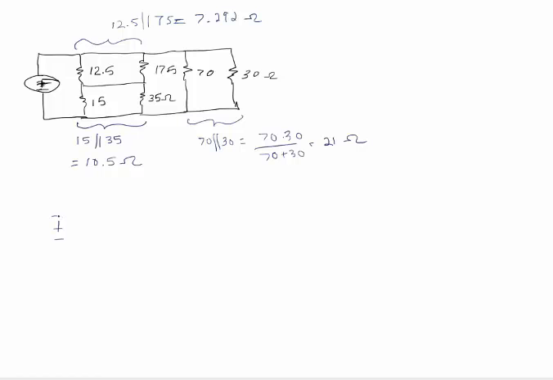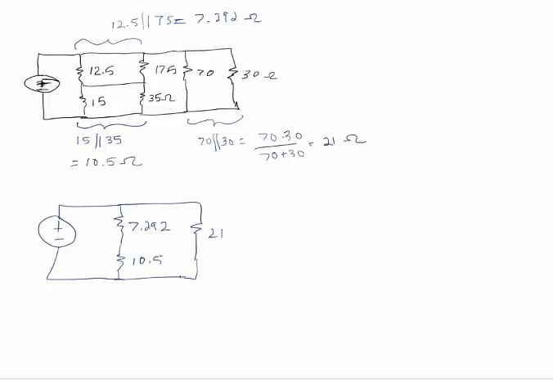If I redraw that circuit one more time just to keep track of it, I now have a 7.292, I have a 10.5 ohms, then I have a 21 ohms. So I can convert this into a series, which is 17.792 ohms. So the last thing I have to do to get an equivalent resistance is, there's my R equivalent, which will finally equal the 17.792 in parallel with 21 ohms.